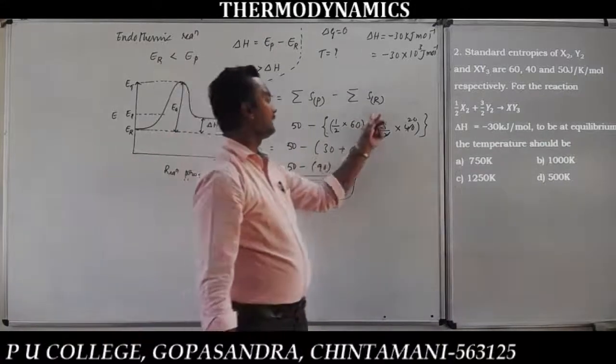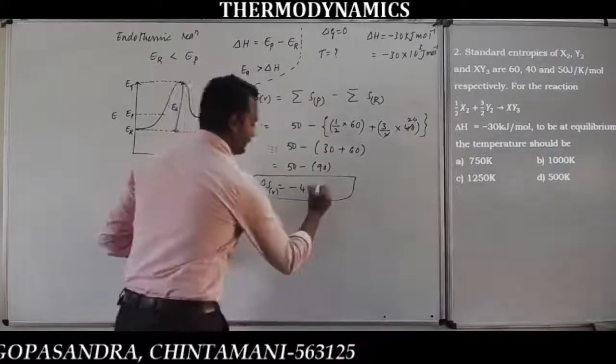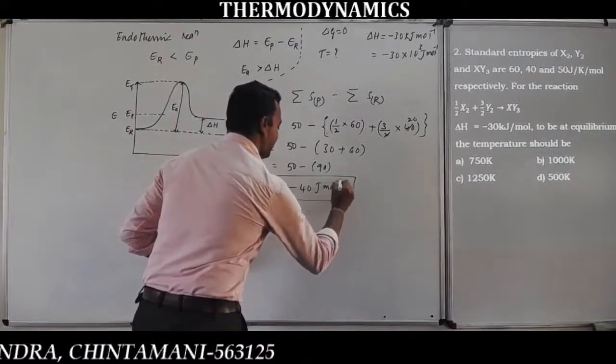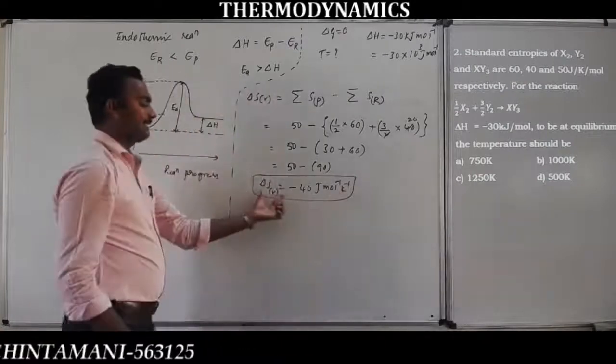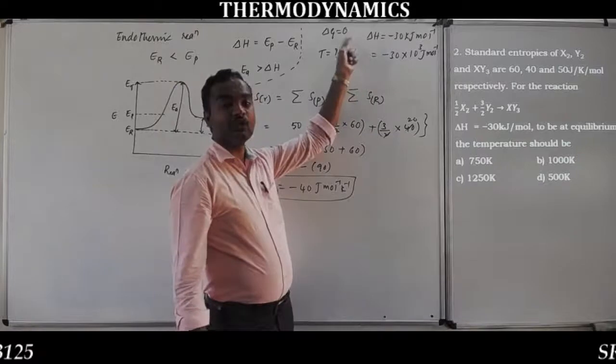So the unit for the entropy of reactants and products is given as joule per kelvin per mole, that is joule per mole per kelvin. So this is the delta S. Now delta S is known, delta H is known. How do we know delta G is 0?